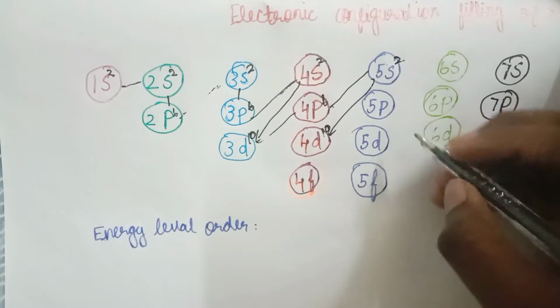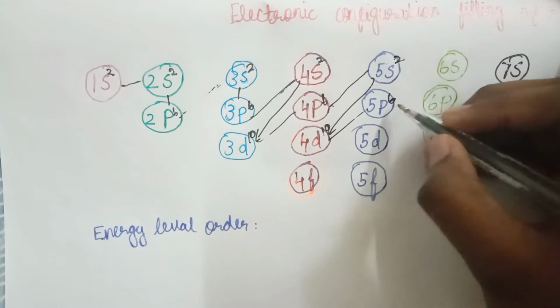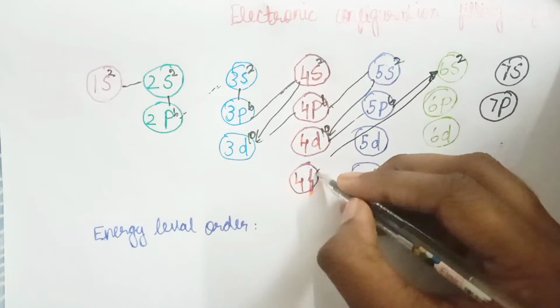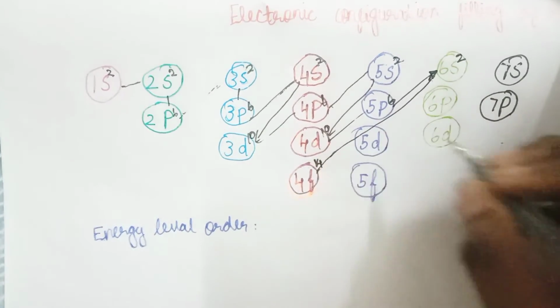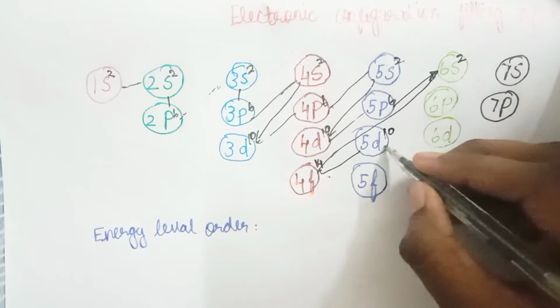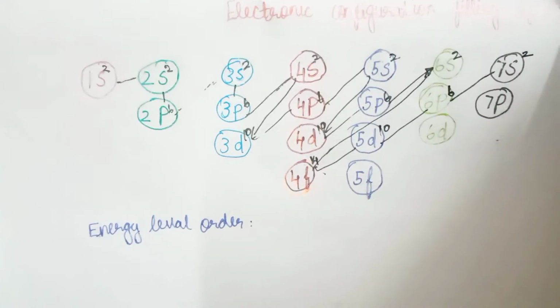And we are going to 5p, which has 6 electrons. And again, we are jumping to 6s, which has 2. And we are coming back to 4f. F has 14 electrons. And we are again jumping to 5d, which has 10 electrons, and 6p, which has 6 electrons, and 7s, which has 2 electrons.